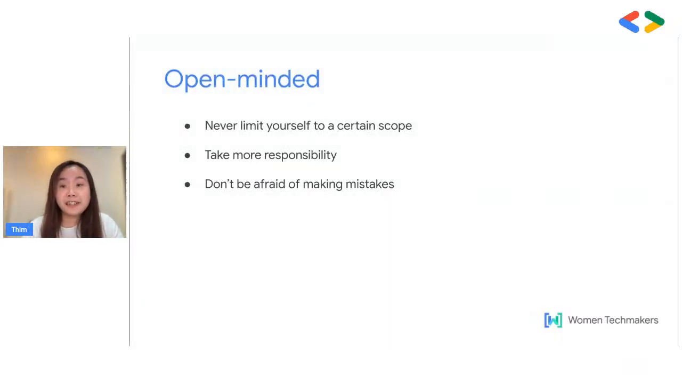I first started my career as a UI/UX developer. I did a lot of design, and a little bit of coding, but then I became a front-end developer and then a back-end developer. And now I'm working on mobile development. So never limit yourself to a certain scope. Some of the people I know actually did career pivots from software engineer to product manager to data scientist, etc.